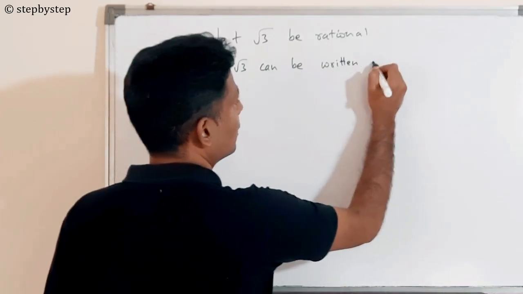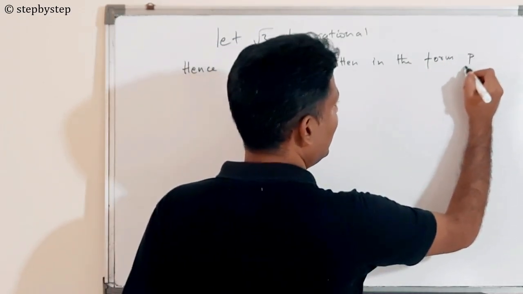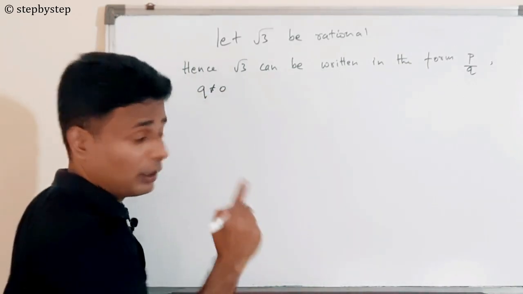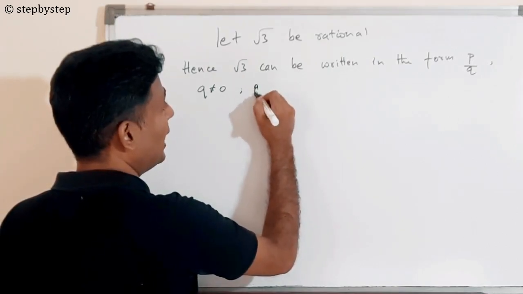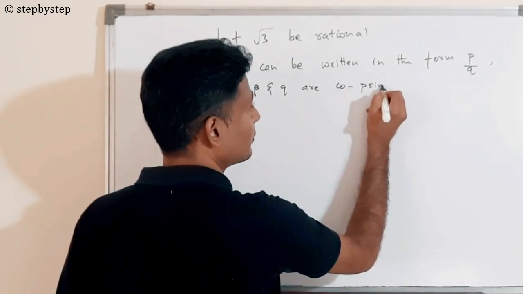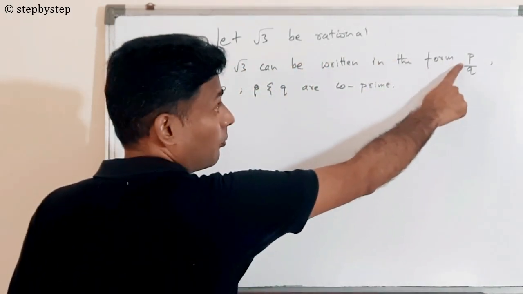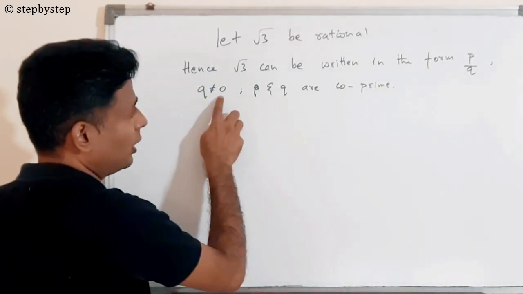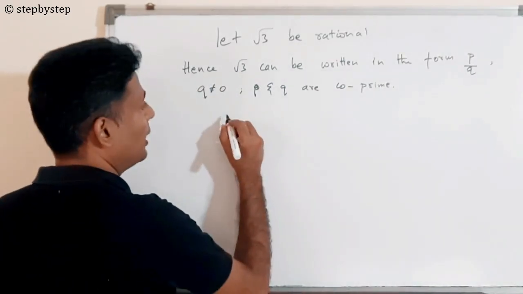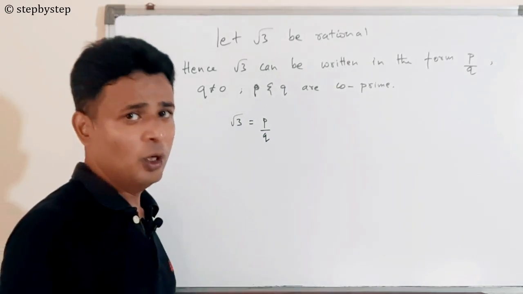Hence, root 3 can be written in the form P by Q, where Q not equal to 0 and P and Q are co-prime. Very important, right? If you remember from the main video, any rational number can be written in the form P by Q, where Q is not equal to 0 and P and Q are co-prime. Alright? Now, what does that mean? Root 3 can be written as P by Q, or root 3 is equal to P by Q.